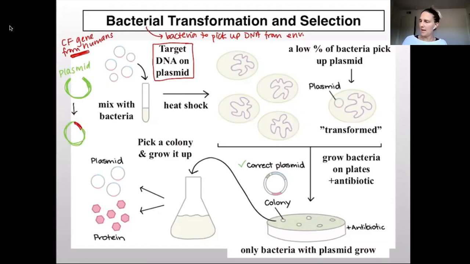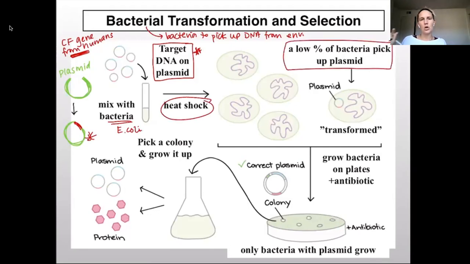We are going to take that target gene, that target DNA on the plasmid, right? So that's here. And we're going to mix it with bacteria. Usually the bacteria we're using is E. coli, right? And it's not the disease-causing E. coli. It's a different kind of laboratory strain E. coli. You heat shock it, and that then allows a very small percent of the bacteria to pick up the plasmid, all right? A small percent of the bacteria are going to pick up that plasmid.